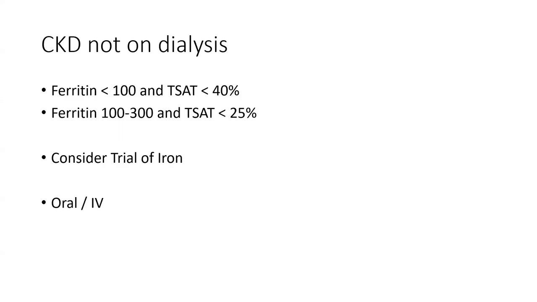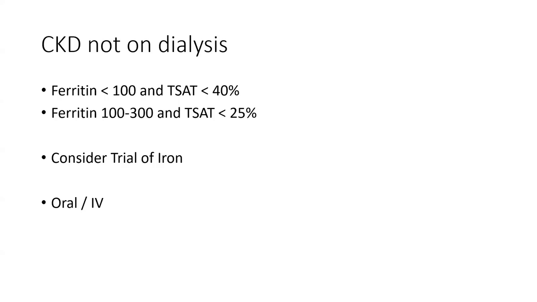KDIGO says that in a CKD patient not on dialysis, if the ferritin is less than 100 and the TSAT is less than 40, or if the ferritin is between 100 and 300 and the TSAT is less than 25%, consider a trial of iron. The choice of what form of iron to be used can be oral or IV.